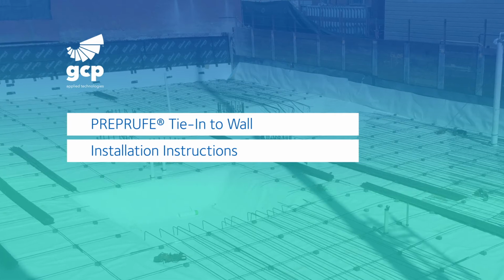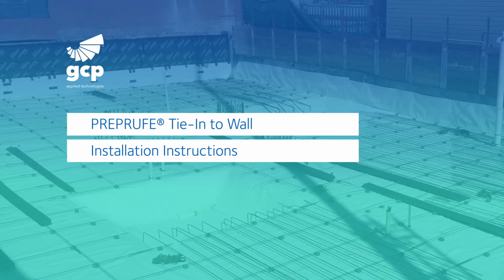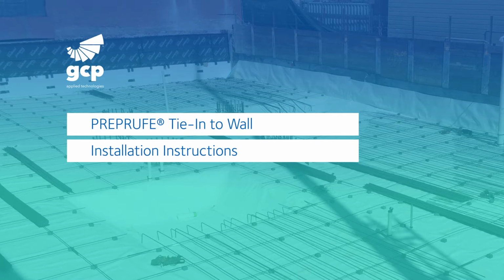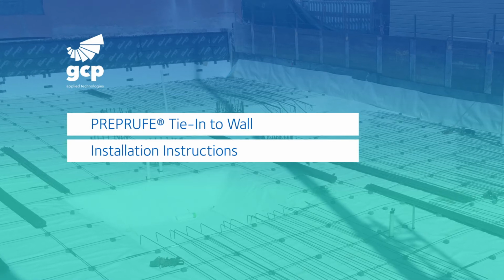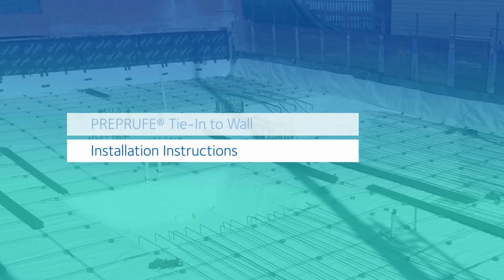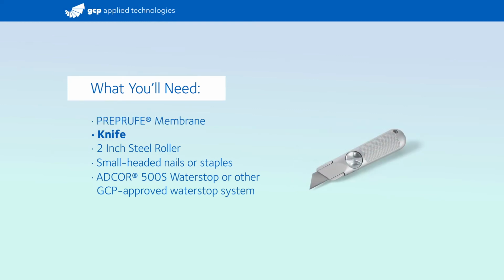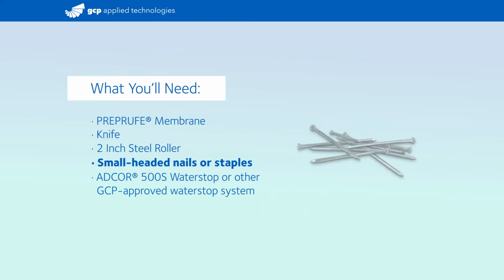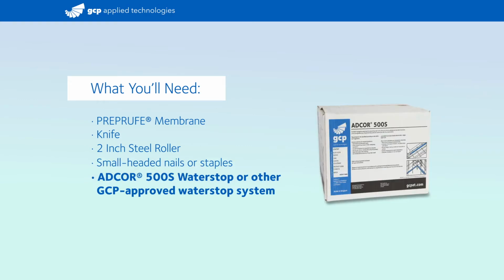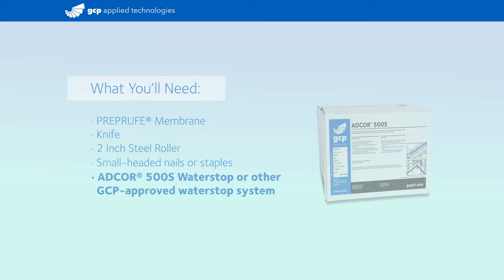In this video, we'll cover pre-proofed tie-in to a wall. This detail is used to transition from underslab pre-proof to a vertical surface. What you'll need: pre-proof membrane, knife, roller, small headed nails or staples, and AdCore 500S or GCP approved injectable waterstop system.